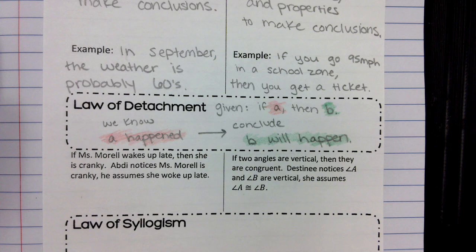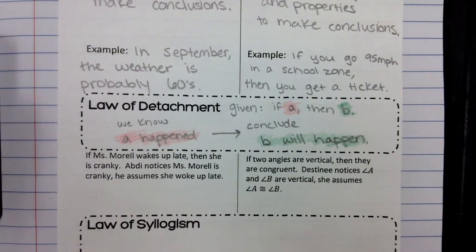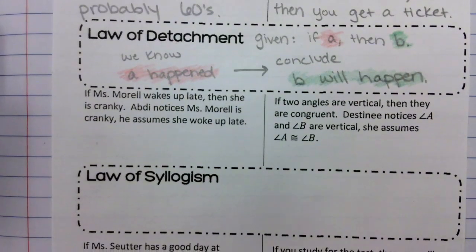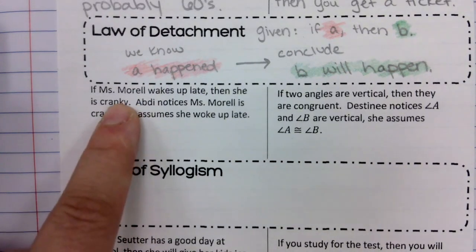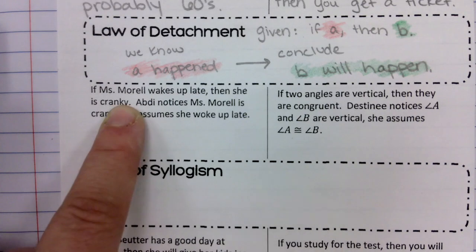All right, the first one we know, if Miss Morel wakes up late, then she is cranky. Abdi notices Miss Morel is cranky, so he assumes she probably woke up late. So let's start by breaking apart our hypothesis and conclusion. What's our hypothesis? If Miss Morel wakes up late. Usually it's probably that word if. What's our conclusion? What does that lead to? Cranky.